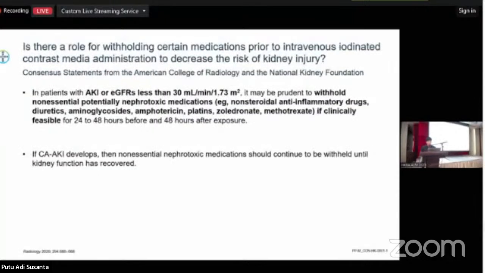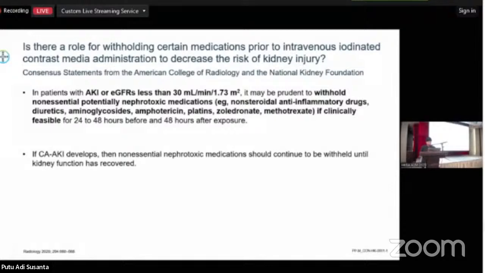And how about for patients with baseline medications? It is necessary to withhold certain medications to further decrease the risk of kidney injuries. The recommendation from the guideline is based on the patient's renal function. In patients with AKI or eGFR less than 30, it may be sensible to withhold some non-essential but potentially nephrotoxic medications for 24 to 48 hours and continue to withhold them for 48 hours after the exposure. But if contrast-associated acute kidney injury has already developed, then these non-essential medications should continue to be withheld until the kidney function has recovered.